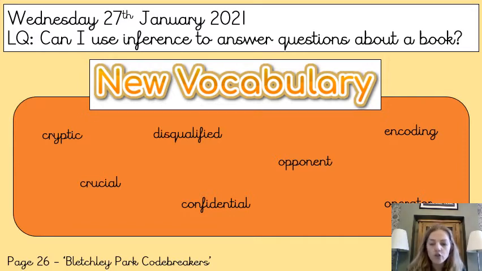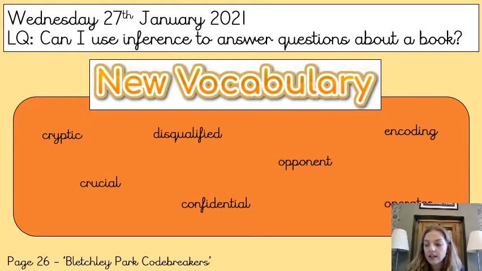So during World War II, there would have been telephone operators, and they would have been in charge of making sure that when you dialed a number through, you were put through to the correct person. Okay?